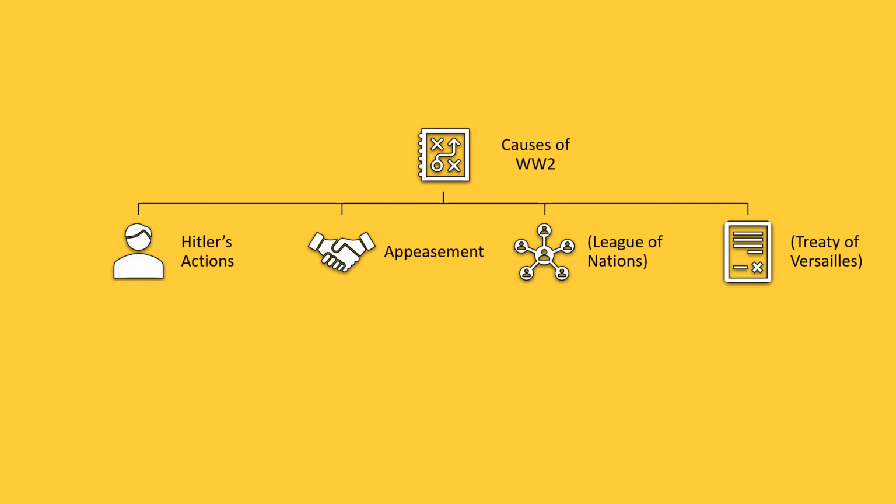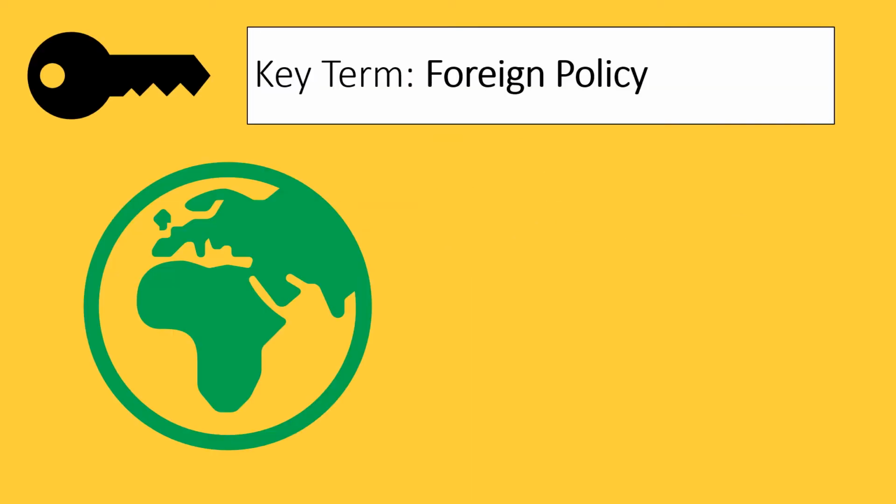In the series of videos I'm going to be producing on the causes of World War II, we will be coming back to Hitler's actions and appeasement in a lot more detail. This video, however, is all about understanding Hitler's foreign policy, and that will help us understand the idea of Hitler's actions in the causes of the Second World War as well.